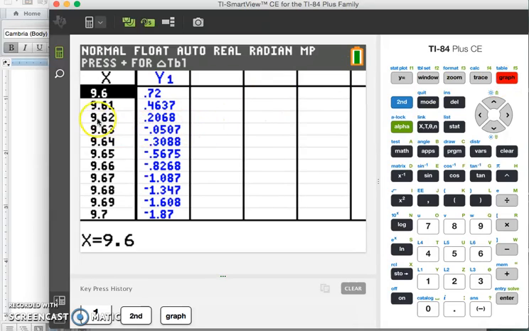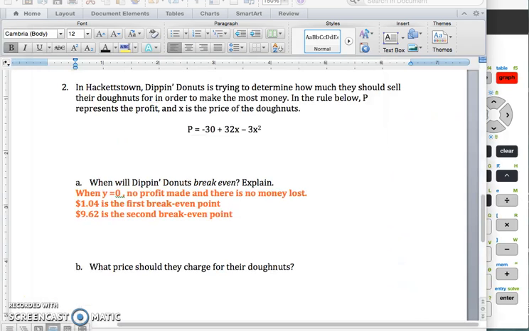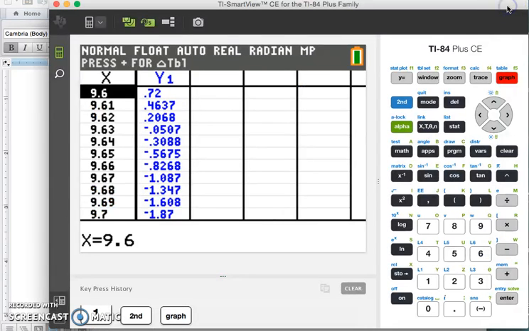$9.62 is their other break-even point. I'm not going to go farther than that, and if they charge $9.63, they lose money. So the second break-even point is $9.62. Now I just showed how to find the break-even points in the table, but you should also be familiar with how to find the break-even points in the graph.